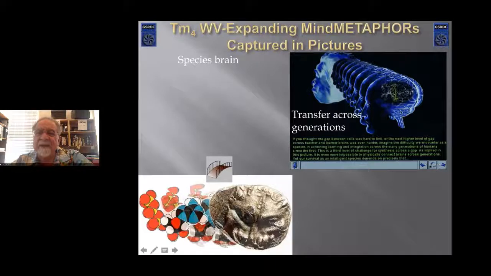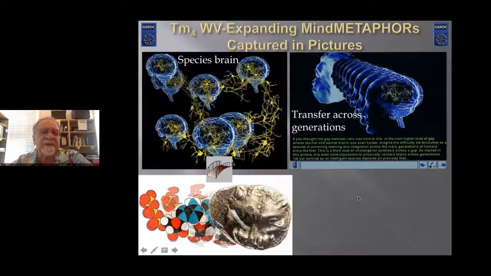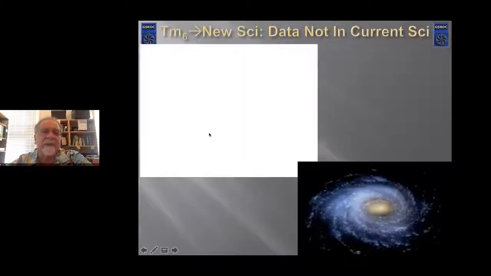Where this was an actual picture from our modules that we created, where basically we transfer what we know from generation to generation. And when a person dies, their neural nets are gone, and that becomes a problem for the whole species. So the species brain has a bunch of shared neural nets, and that's what the ISGE was going through. And then data that is not in current science we could do.